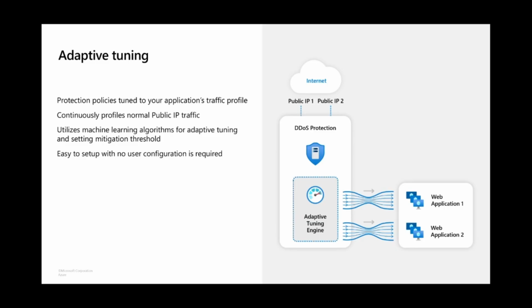And when it comes to configuration, right, there is no specific configuration needed. All you need to do is enable the protection on your IPs, and then the adaptive tuning will automatically start creating these profiles for each IP. And I'll show you also later in the demo how you can enable the plan on your IPs.